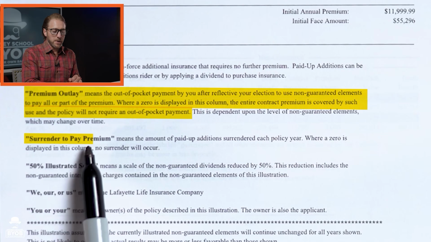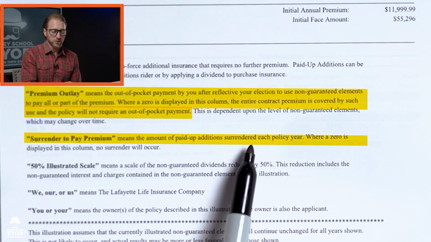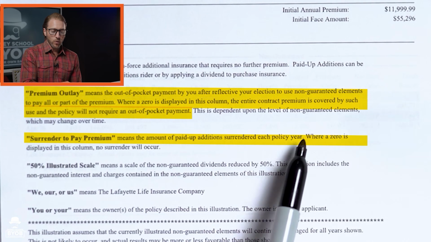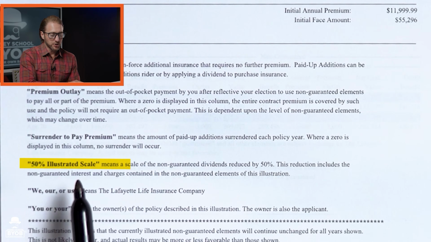Premium outlay means the out-of-pocket premiums that you are putting into the policy, that you've elected to put into the policy. Surrender to pay premium. This is important, so I did want to hit this. It means the amount of paid-up additions surrendered each policy year. Where a 0 is displayed in the column, no surrender will occur. In other words, if you wanted to pay your premiums using your accumulated paid up additions, you can, and it's called surrender to pay premium. Now our clients typically do not do that. It would be an emergency thing, but there's a lot of other options that would be used before surrendering to pay premium.